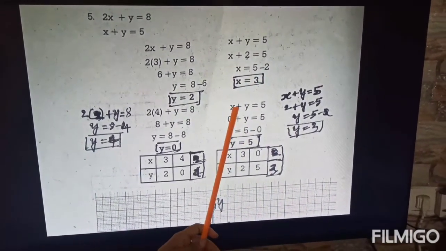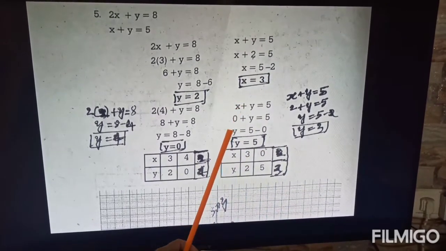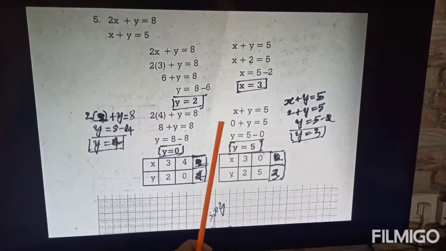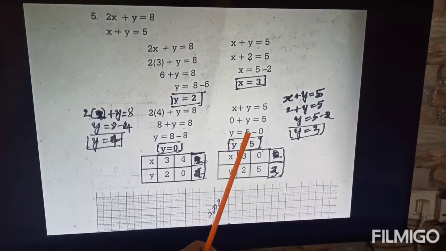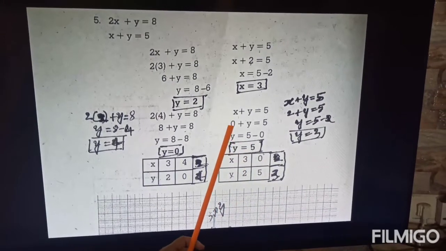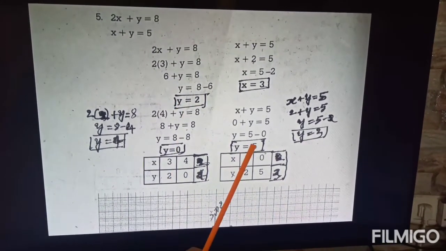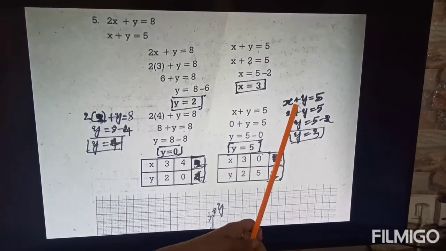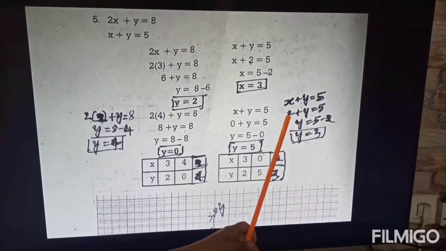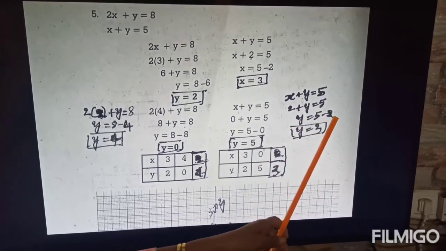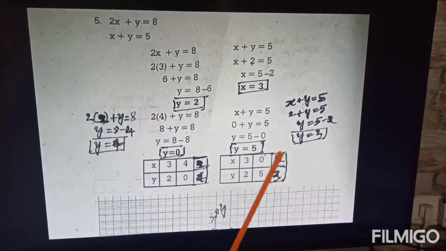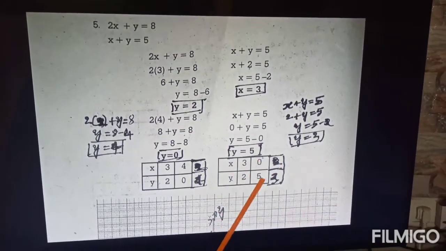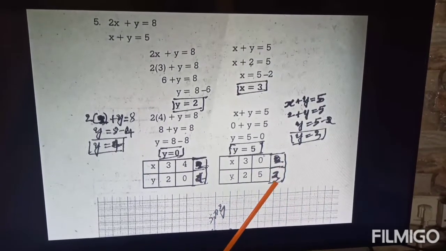Okay. Next, x plus y is equal to 5. x replaced by 0. Then we'll get y value 5 minus 0. 0 transfers to the right side. 5 minus 0 will be 5. If we replace x by 0, we get y as 5. Next, x replaced by 2. y is equal to 5 minus 2, which will be 3. Like that, we got 3 points: 3, 2; 0, 5; and 2, 3.